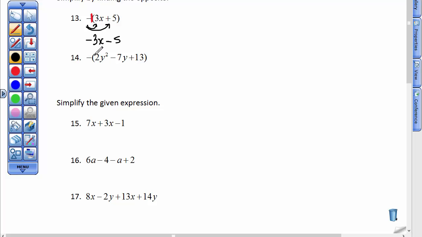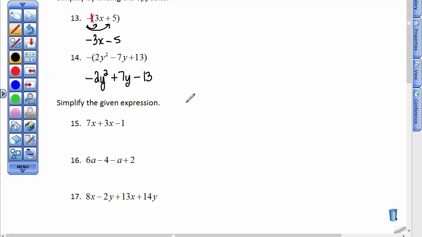So when you take this negative and multiply it by this term, it becomes a minus 2y squared. And when you take this negative and multiply it by that negative, it becomes a positive 7y. And then finally this negative times a positive 13 gives you a minus 13.